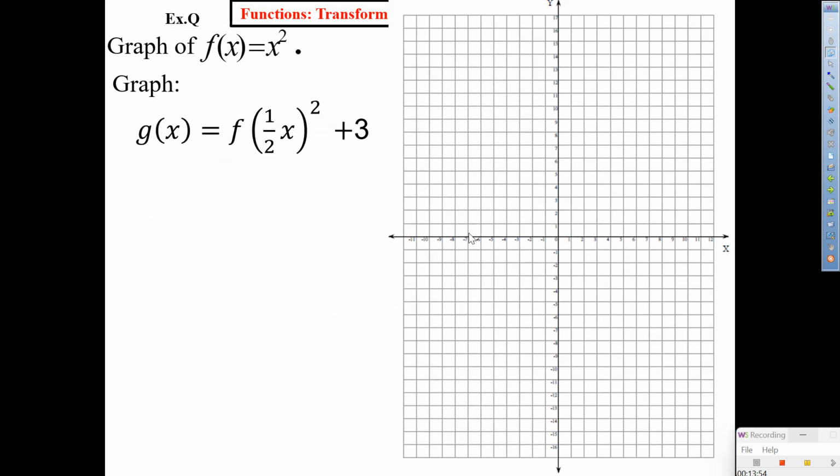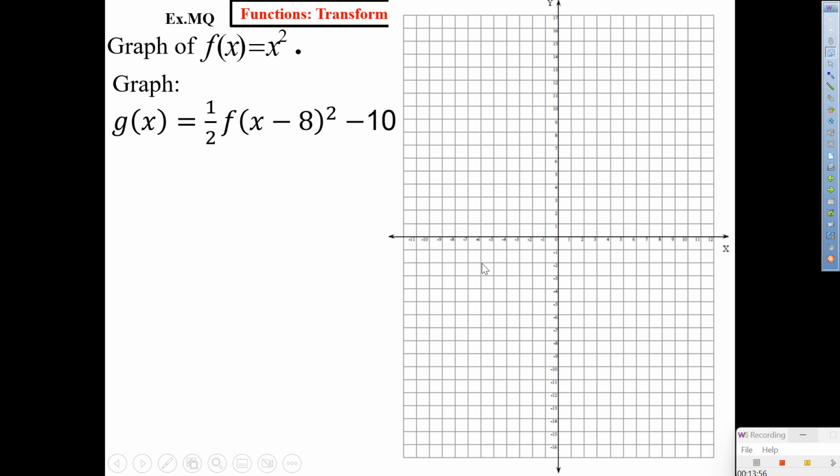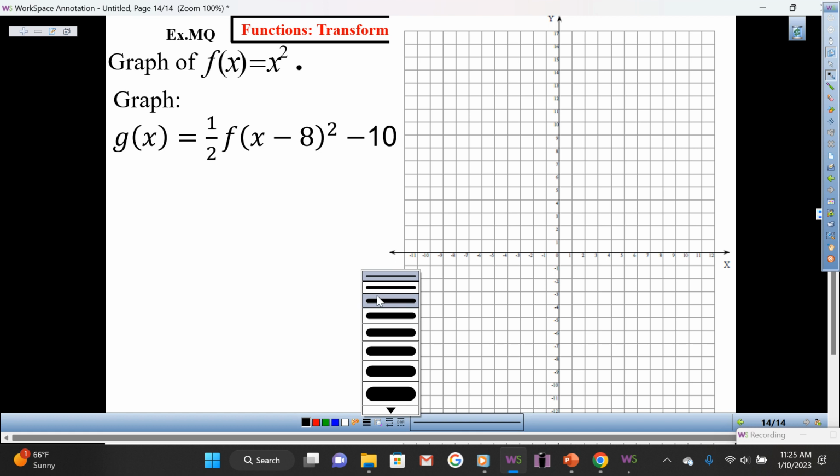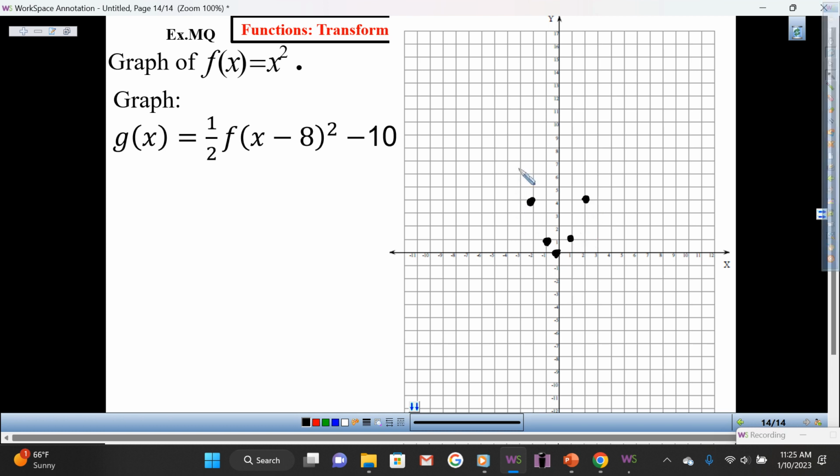Here we go. Copy this one. Example mega cube. Copy to the right if you have space. Graph f of x equals x squared, and then graph g of x equals 1/2 x minus 8, squared, minus 10. I'll give you some time to copy that. Go. All right, here we go. First things first, let's graph our function f of x equals x squared. So that is at negative 2, 4, negative 1, 1, 0, 0, 1, 1, 2, 4. And we label that f of x.